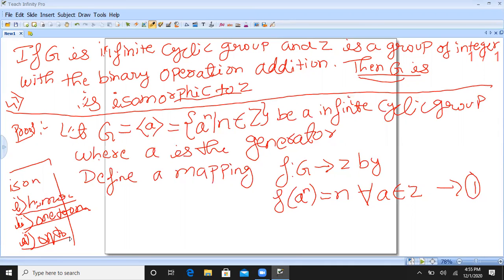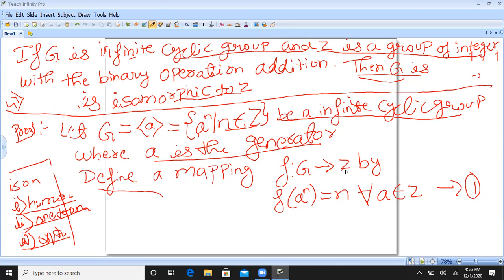Before that, let us consider G equal to the set of A raised to N, where N belongs to Z, because A raised to N is an infinite cyclic group where A is the generator. Then define the mapping F from G to Z, with a binary operation, by F of A raised to N is equal to N. This is equation number 1.